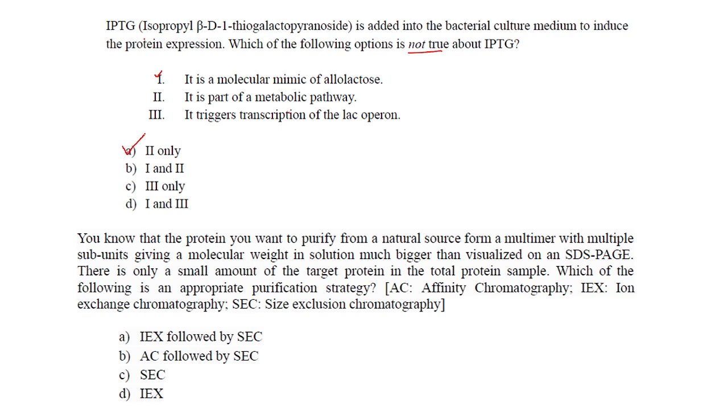The next question is, you know that the protein you want to purify from a natural source forms a multimer. Okay, so it forms a multimer. So what can you do? There is a small amount of target protein in the total protein sample. Which of the following is an appropriate purification strategy?